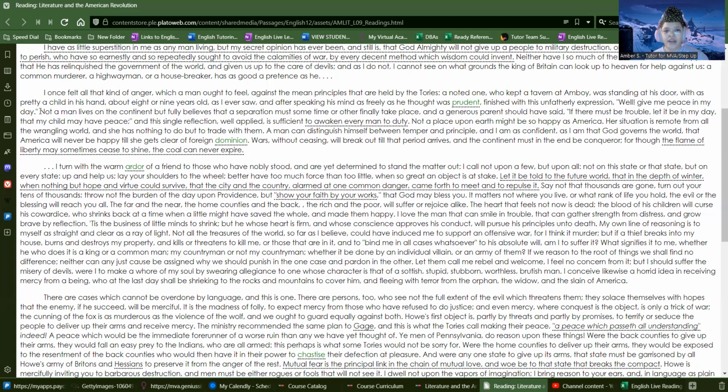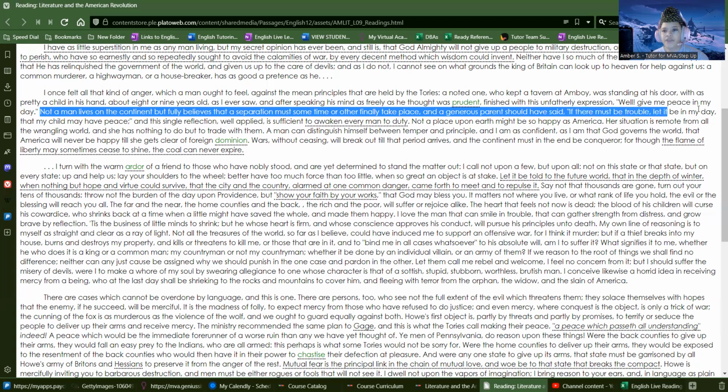So it says, "Not a man lives on this continent, but fully believes that a separation must sometime or other finally take place. And a generous parent should have said, if there must be trouble, let it be in my day, that my child may have peace. And this single reflection, well applied, is sufficient to awaken every man to duty." Okay, so let's explain this.